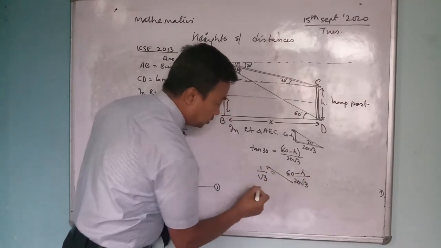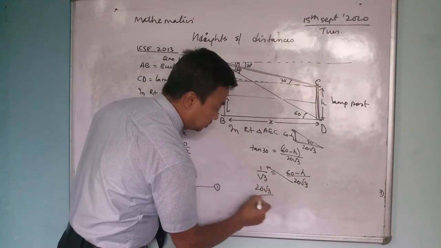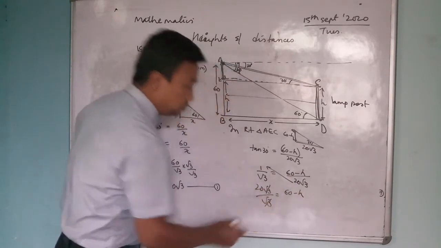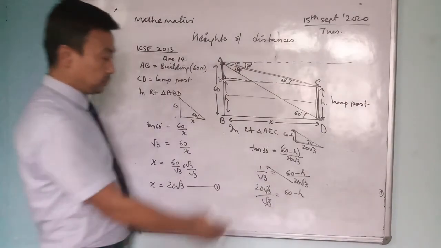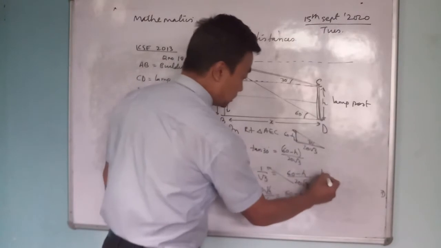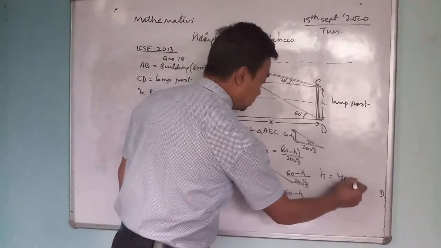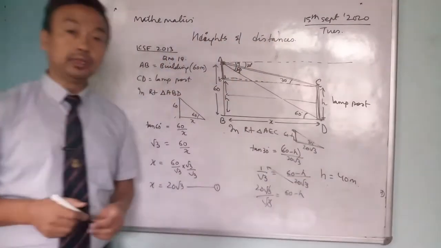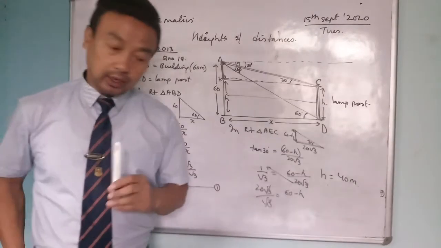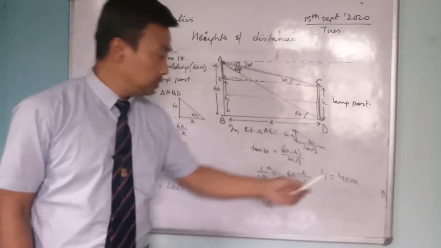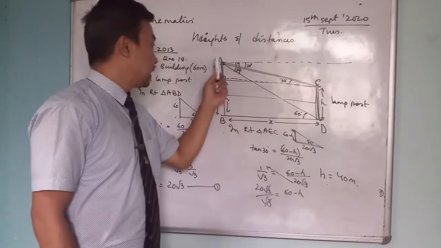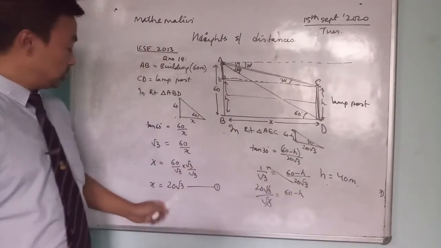If you cross multiply, root 3 and root 3 cancel. So what is left here? 20 equals 60 minus h. After transposing, you will get the height of the lamp post to be 40 meter. So we have found the two values: the height of the lamp post, which is 40 meter, and the distance between the lamp post and the building, which is 20 root 3.